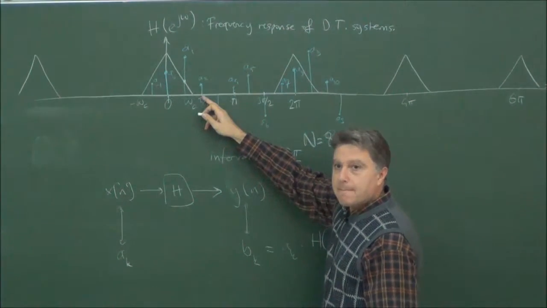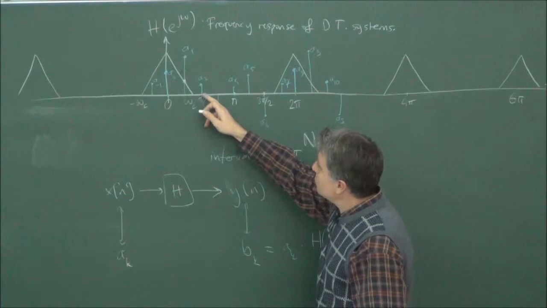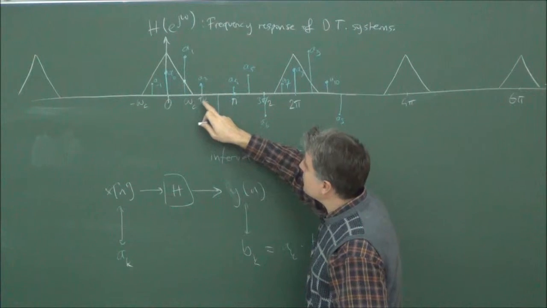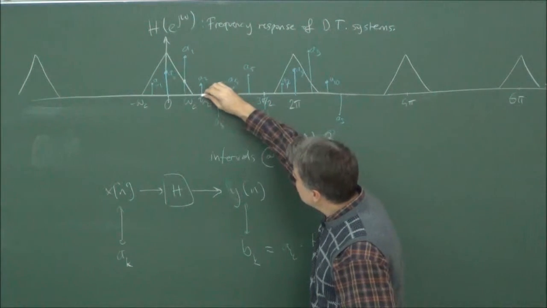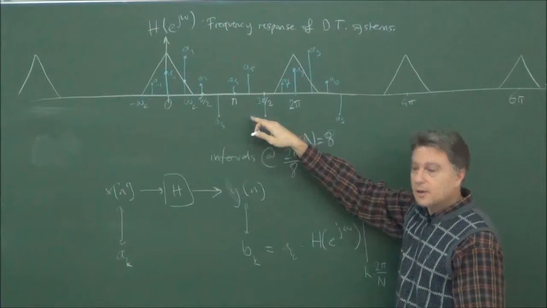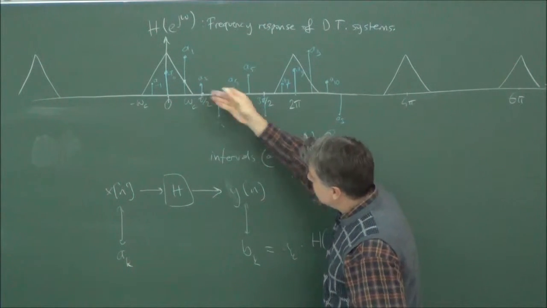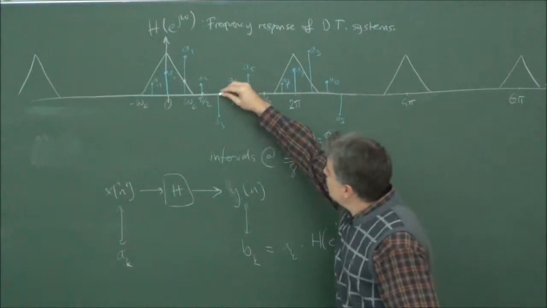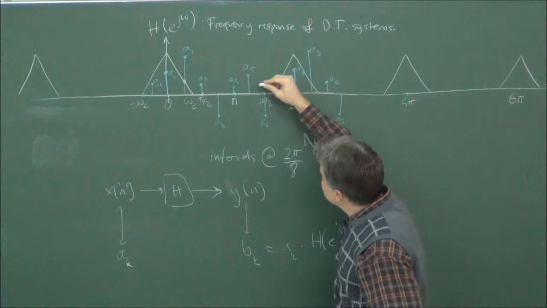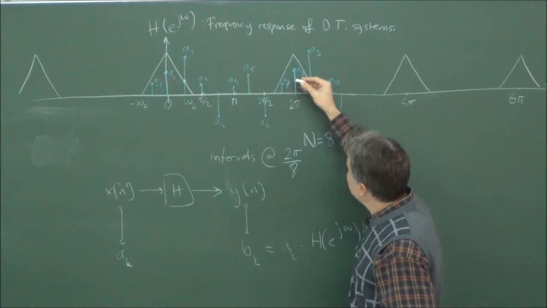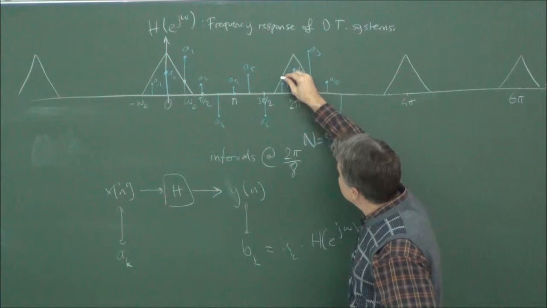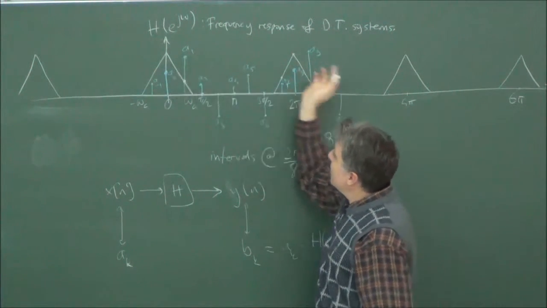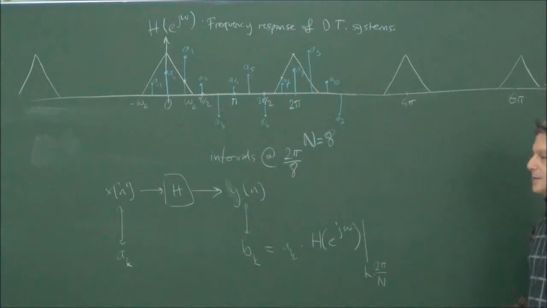Here, b2 is equal to a2 times h of e to the j omega, evaluated at omega equal to pi over 2. What is that value for this example? What is this value? It's 0. So a2 will not pass. a3 will not pass. a4 will not pass. a5 will not pass. a6 will not pass. a7 will be multiplied by this value. a8 will be multiplied by the same value as a0. And it goes on like this.